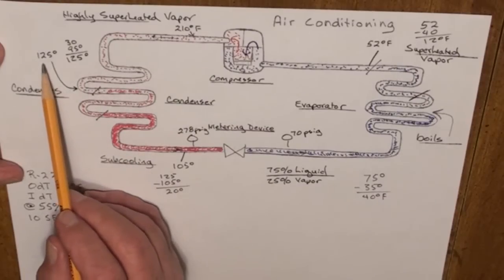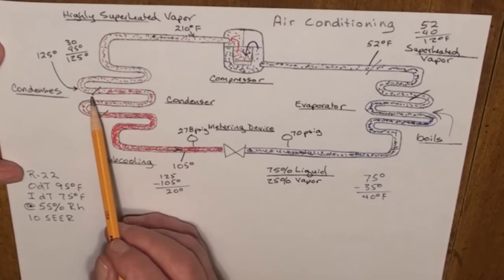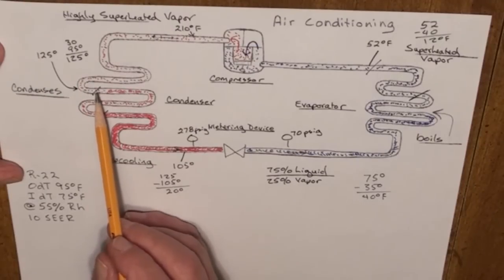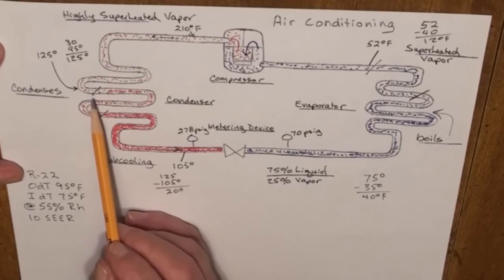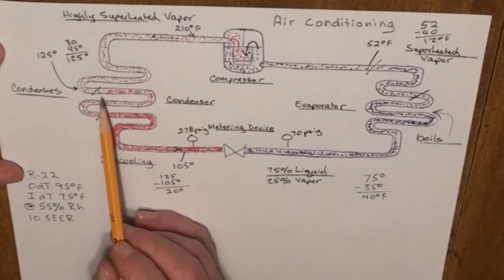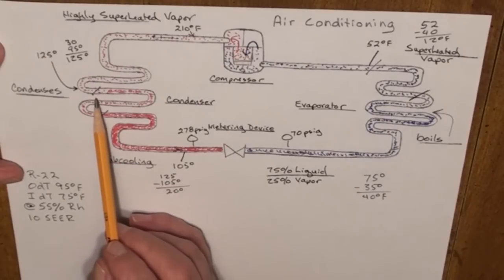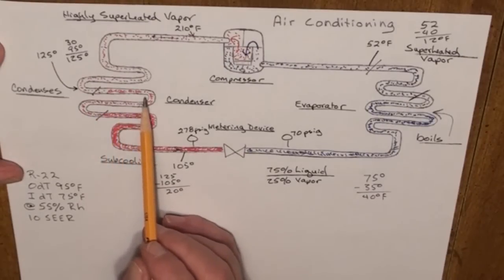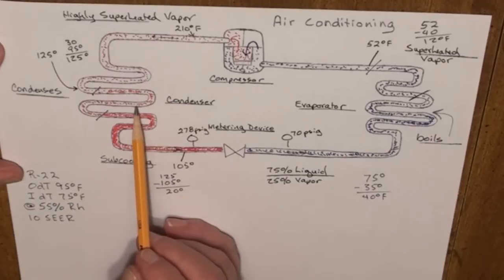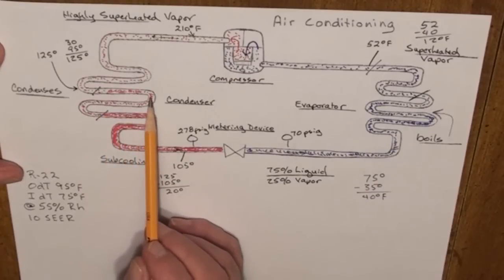Once we get down to 125 degrees, we now begin to see some of the highly superheated vapor change into droplets of liquid refrigerant. At this point, it begins to reject latent heat. The latent heat is rejected. The temperature does not change. It's 125 degrees all along the way. Change of state taking place.